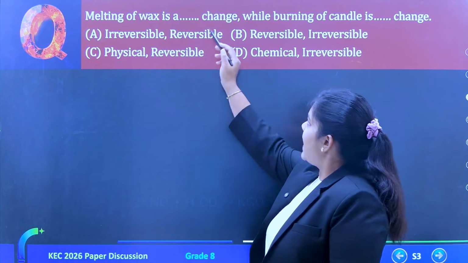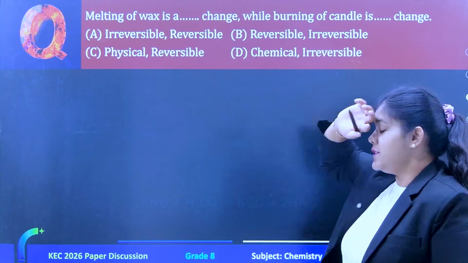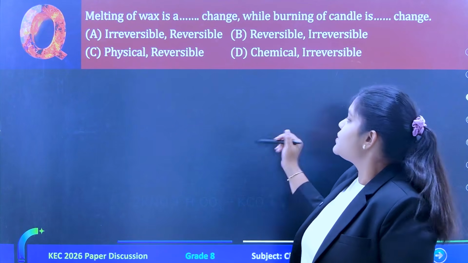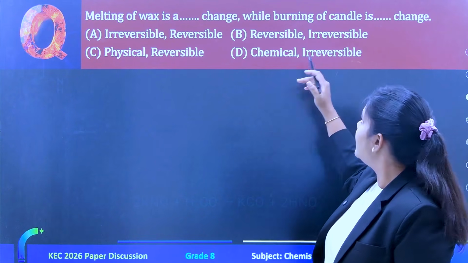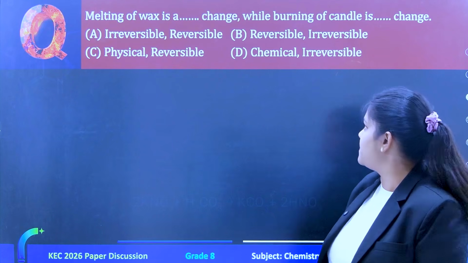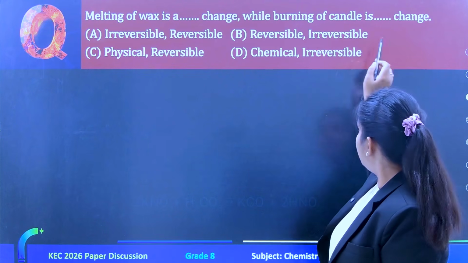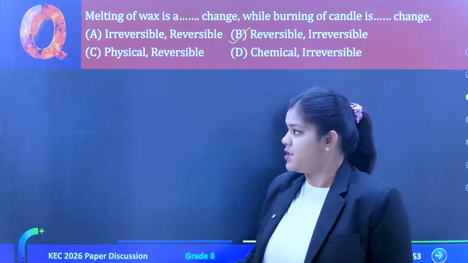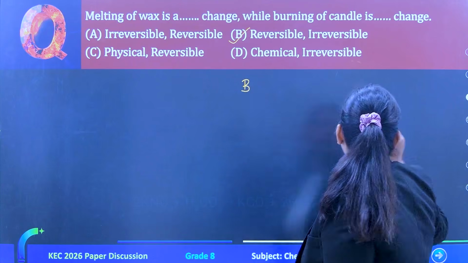Melting of a wax is dash change while burning of candle is dash change. I always told you, melting is a physical change. Melting is also reversible while burning is a chemical change and irreversible. So burning is irreversible and melting is reversible. So option B is the correct answer.